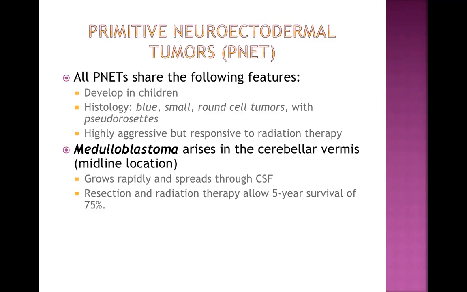Medulloblastoma arises in the cerebellar vermis. The vermis is a midline structure of the cerebellum, so it mainly originates from the vermis area. It grows very rapidly and spreads through cerebrospinal fluid. But one very satisfactory point is that resection and radiation therapy are possible, and they allow a 5-year survival rate near 75%. So 75% of the children can survive more than 5 years. That means the cure rate is more than 75%.